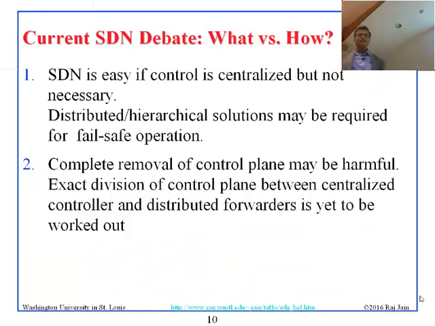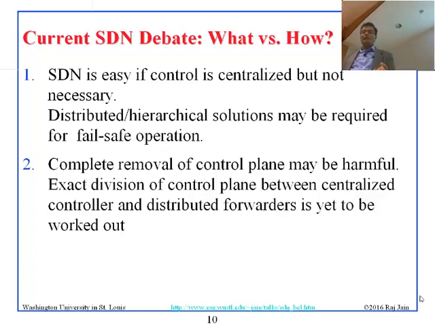So SDN, basically, this is currently what is going on in the SDN world, that SDN is easy if the control is centralized. If you have central control like they had in OpenFlow, then it is easy to do SDN, but it is not necessary. Distributed solutions may be required for fail-safe operations. So you could still do centralized policy control, but have distributed implementation. Okay, people are doing that.